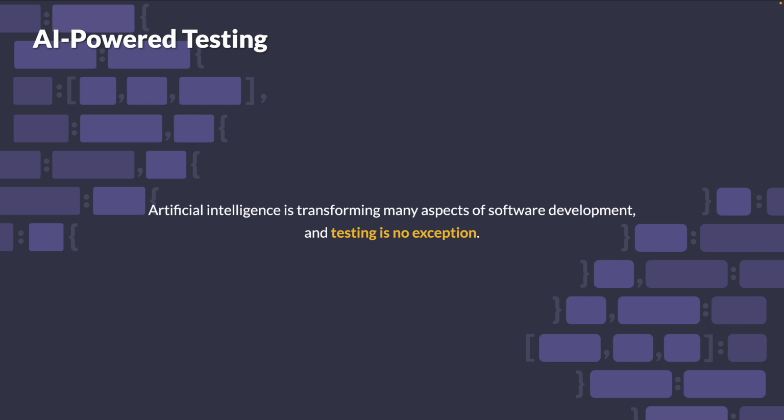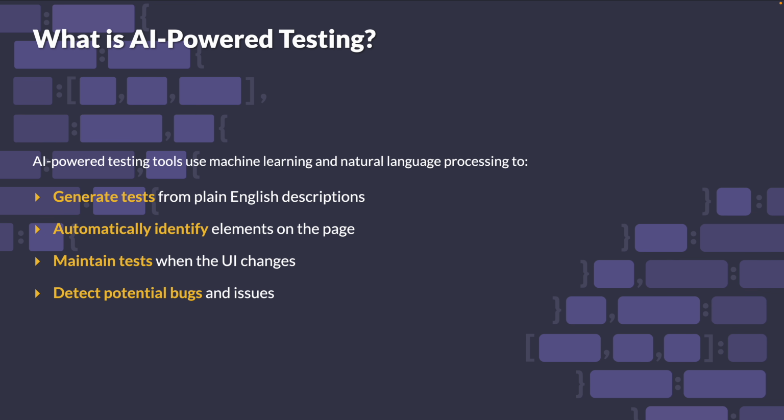Artificial intelligence is transforming many aspects of software development, and testing is no exception. So AI-powered testing basically uses tools like machine learning and natural language processing to generate tests from plain English descriptions, automatically identify elements on the page, maintain tests when the UI changes, and detect potential bugs and issues. So instead of writing things like page.locator, and then putting the ID first name .fill, and then putting what you're trying to fill in with, you might just say enter John in the first name field.